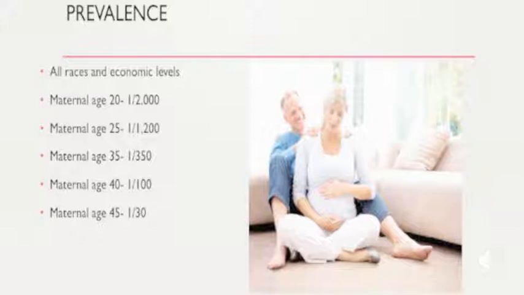Down syndrome occurs in all races and economic levels. The prevalence is really increased with maternal age, so as the mom gets older, the chance of her having a baby with Down syndrome increases. As you can see, at maternal age 35, it's 1 in 350 chances. That is the trend now, to have children later, so we do expect to see an increase in Down syndrome.